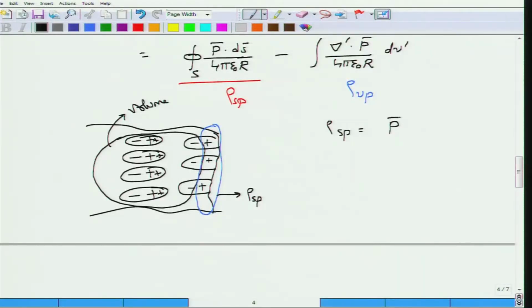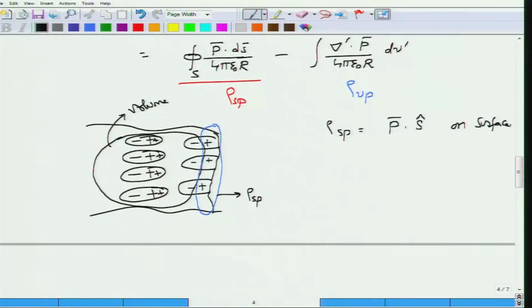So rho sp, the surface charge density, is defined as P dot n, because we have to understand that the surface itself could be irregular in shape. So at every point on the surface I have to find out what the surface normal is, and then on that surface normal I have to find out what is the contribution of P on that surface. P is a density vector, so it has a certain orientation, remember that, and when you apply a potential there would be a component of that P along the surface normal, and that would form the surface charge distribution. Similarly, the volume charge distribution because of the polarization is minus divergence of P.